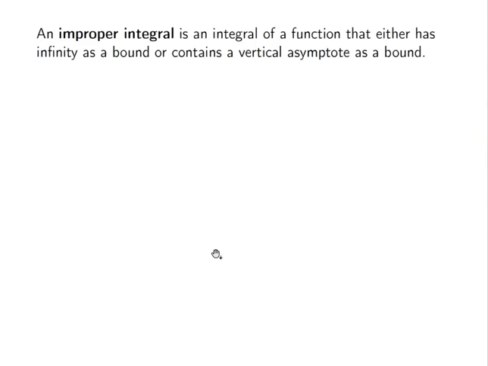So, an improper integral is the integral of a function that either has infinity as its upper or lower bound, or there is a vertical asymptote as one of its bounds, the upper or the lower bound. Okay. So we break these into two types, right? One being that there's an asymptote, the other being that the bound is infinity. So the first type would look like this, okay?